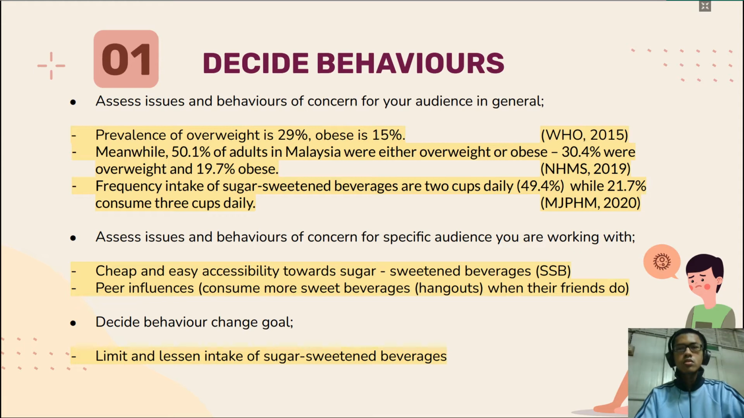So we also want to assess issues and behaviors of concern for the specific audience that we are working with, which are the university students. So the issues are the cheap and easy accessibility towards sugar sweetened beverages (SSB) and peer influencers who consume more sweet beverages during hangouts when their friends do. So we also want to decide the behavior change goal, which is to limit and lessen intake of sugar sweetened beverages.